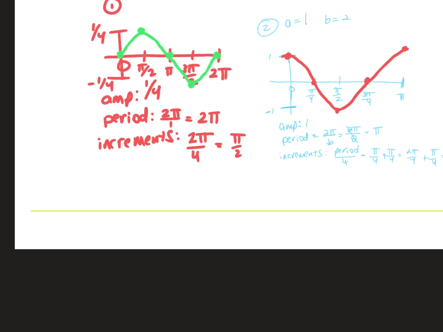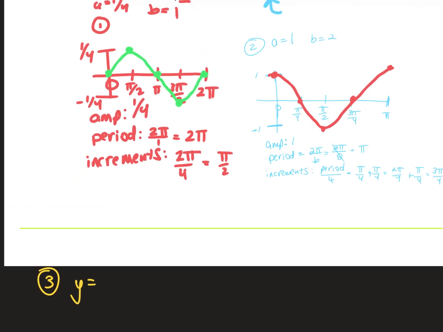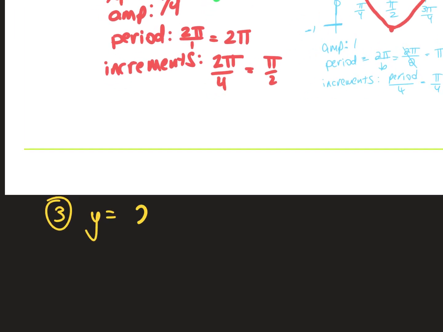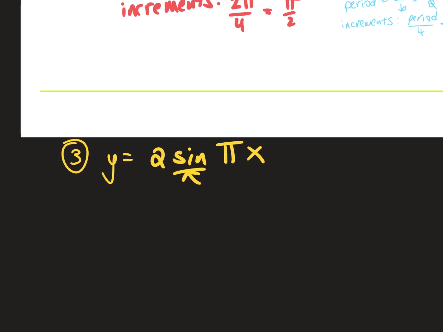All right, number 3. I'm going to do number 3 down here so we have room. It's y equals, what is it? 2 sine of pi x. Okay, this is a little bit different. Nothing changes. 2 sine of pi x. First thing I look at is sine. Where am I going to start? At 0.